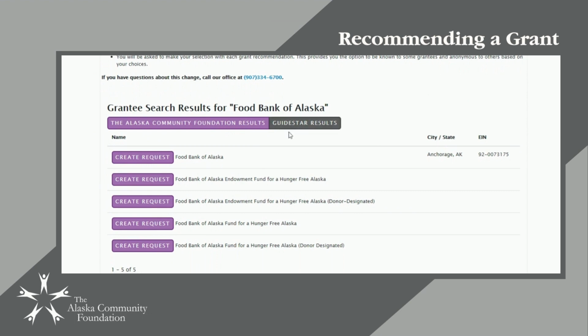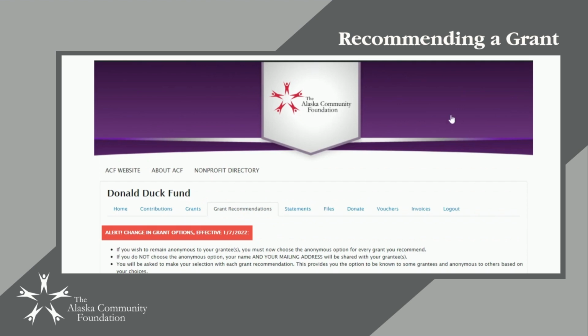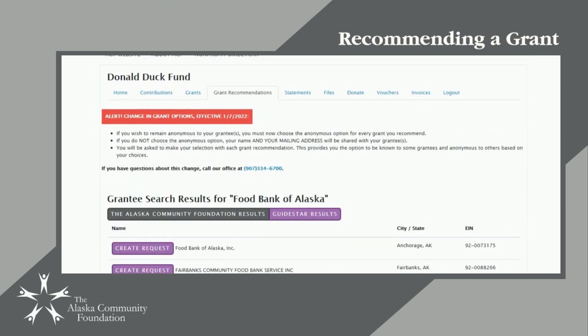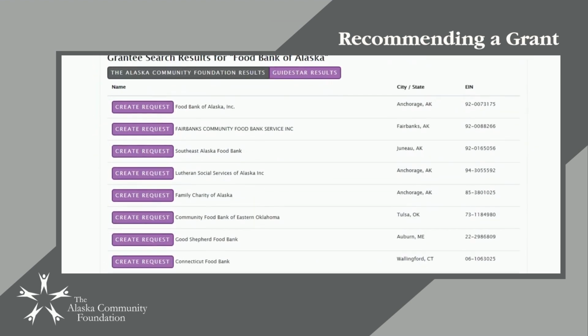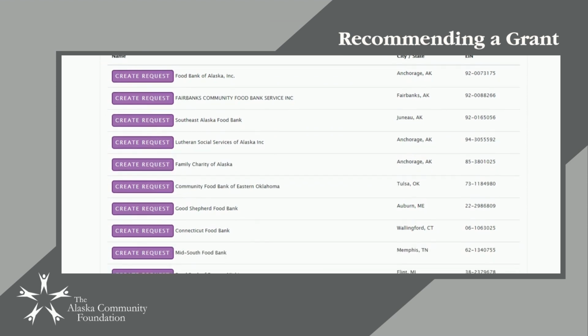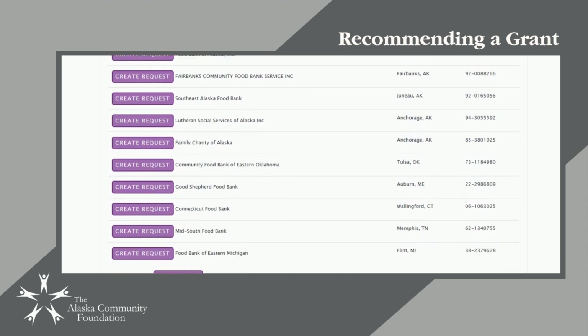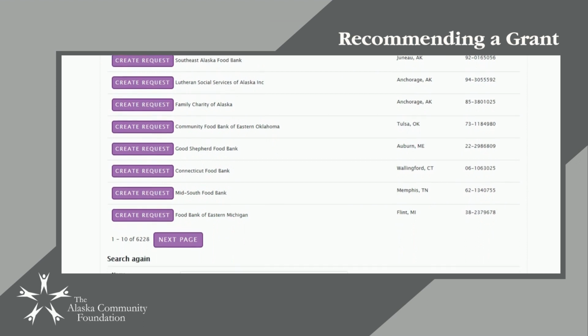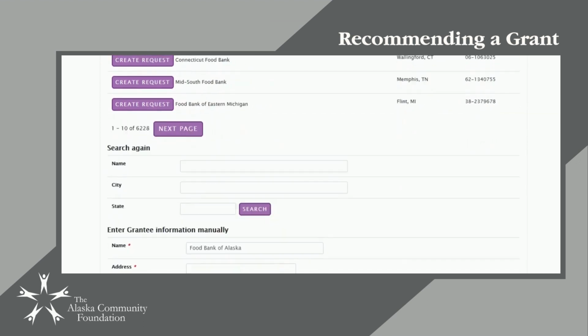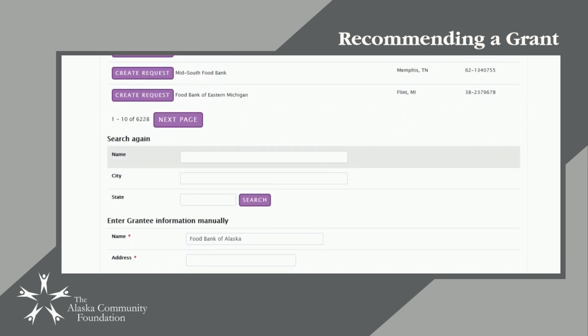The second result tab is GuideStar. This will return any results from the GuideStar database. GuideStar is a nationwide registry of all registered nonprofits, so the search results can be much broader and include much more information. If you are utilizing the GuideStar search results and you need to narrow down your search, you can do a search again by name, city, and state. That will help narrow the field.